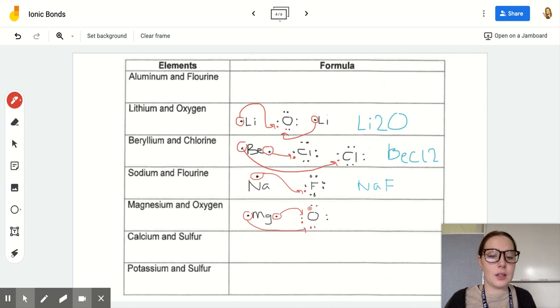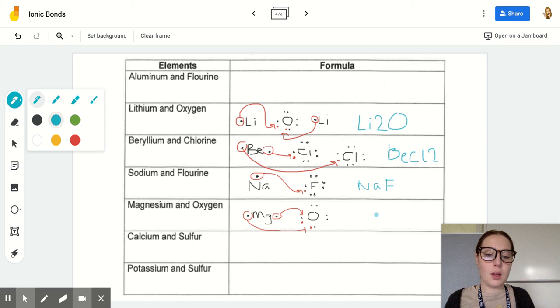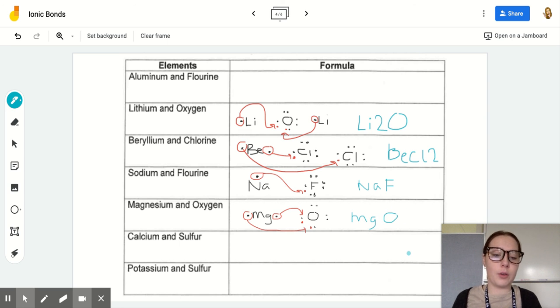So now oxygen has 1, 2, 3, 4, 5, 6, 7, 8. A whole outer shell filled with electrons. And magnesium is not unbalanced because it has given away all of its electrons. All right, so then to write our chemical formula, we just look at the number of magnesium elements we used and the number of oxygen elements we used. So in this case, we used 1 magnesium and 1 oxygen. So MgO would be our chemical formula.